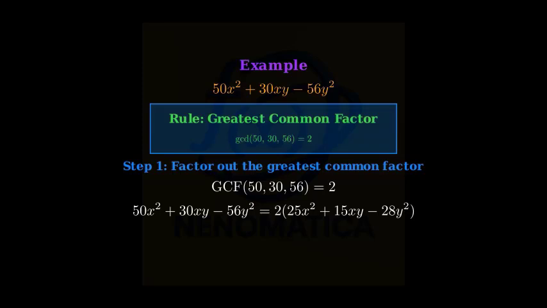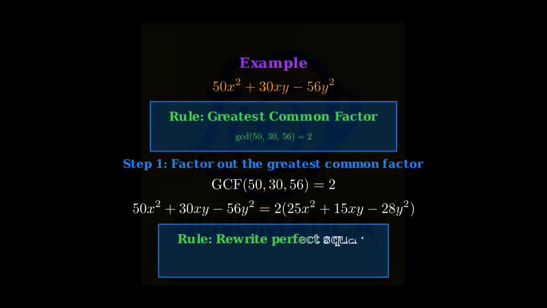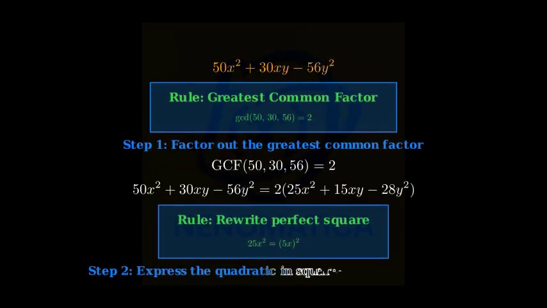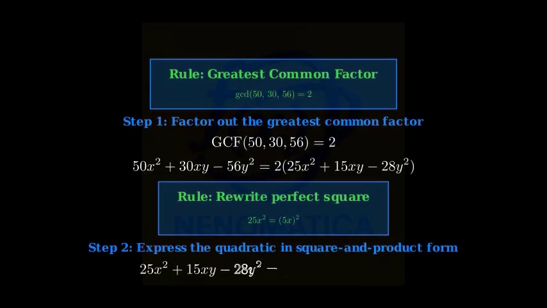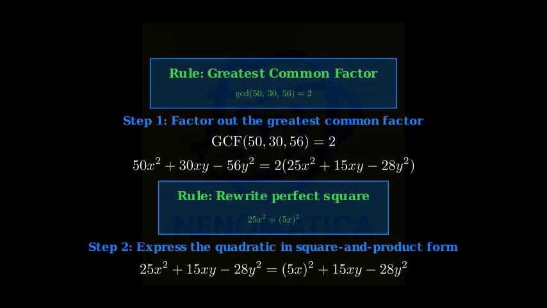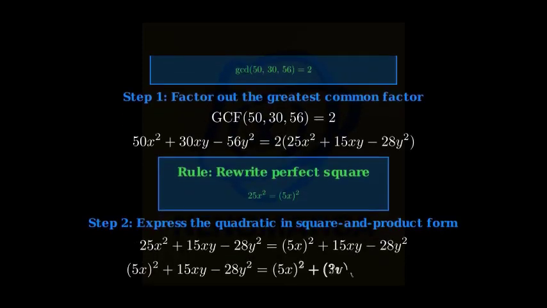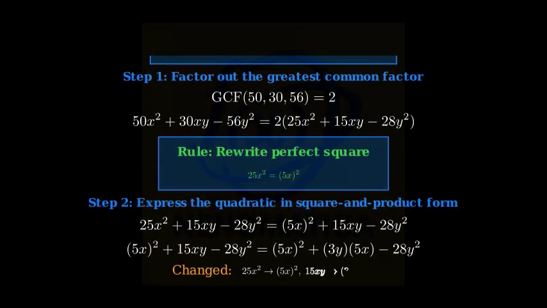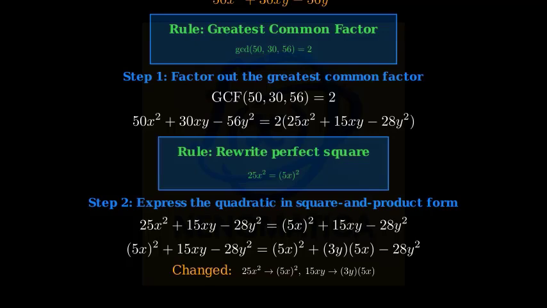Now, for step 2, we'll rewrite the first term as a perfect square. 25x squared can be written as (5x) squared. We'll also rewrite the middle term 15xy as 3y times 5x. This gives us (5x) squared plus 3y times 5x minus 28y squared.